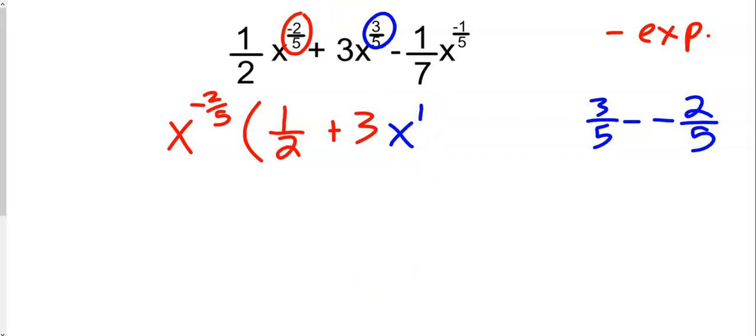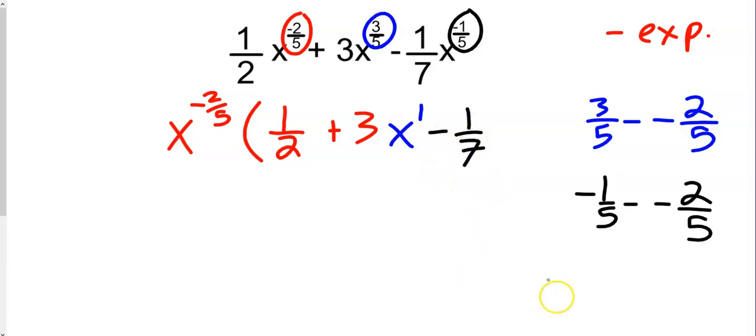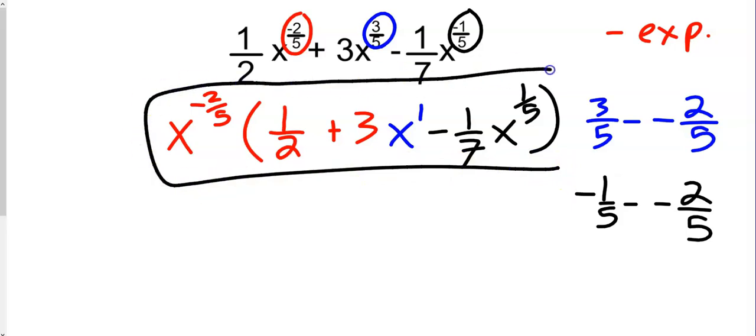And then last but not least, we're taking negative 1/5 and we are subtracting negative 2/5 out. We didn't do anything to the negative 1/7 in front. We're just messing with the variable. So in the end, we get negative 1/7 x to the 1/5. There it is. All we did was pull out the smallest variable and subtract those exponents, figuring out what was left. Okay?